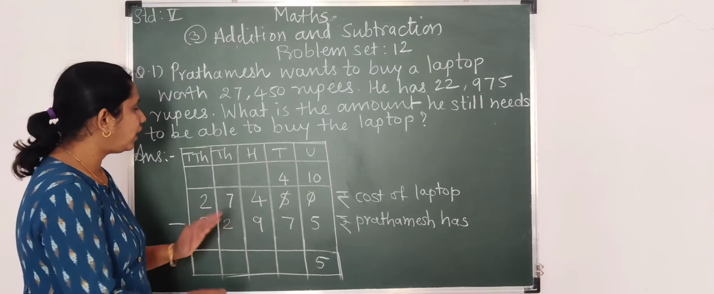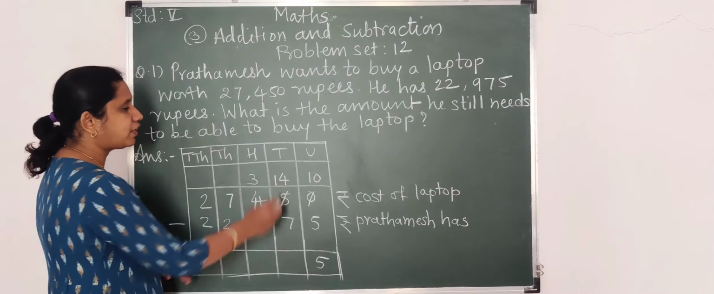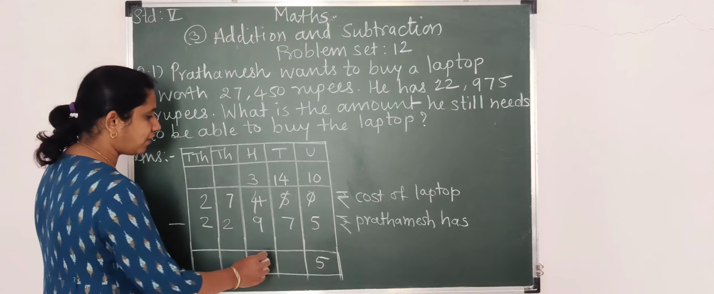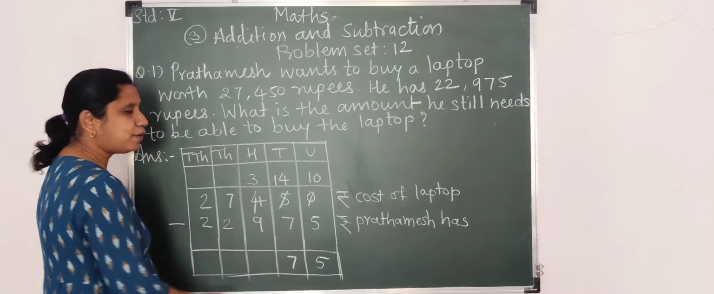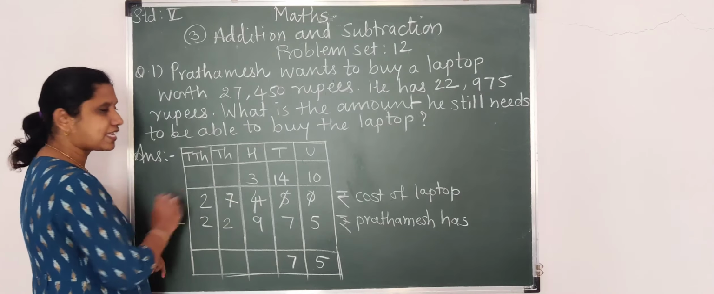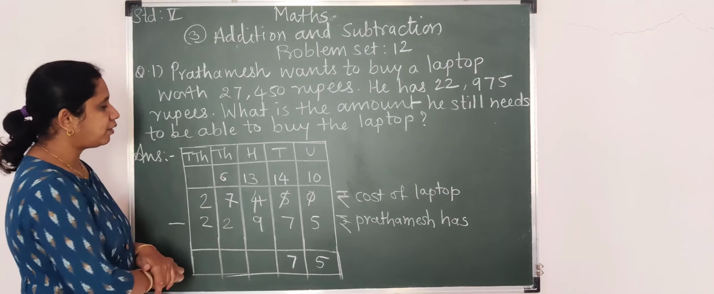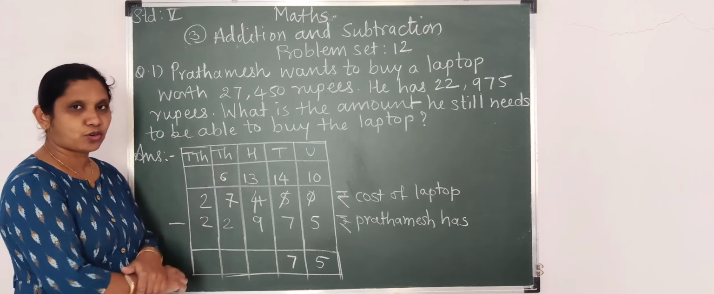No. Go to the hundreds place. Cancel these 4. What will remain? 3. This becomes 14. 14 minus 7. Yes, it is 7. 3 minus 9, is it possible? No. Go to the thousands place. Cancel 7. What will remain here? 6. On hundreds place, number becomes 13 because we have borrowed 10 over there.